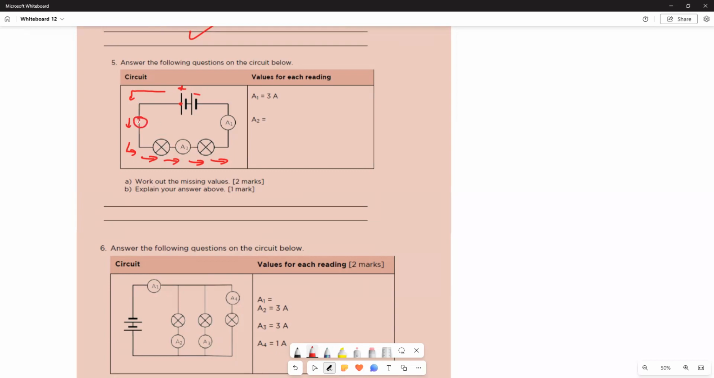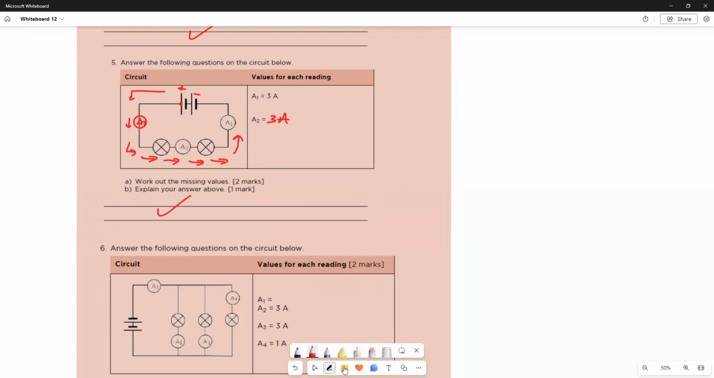So if I were to have A3 here, which is ammeter number 3, the reading for A3 and A2 will be the same because there was no split. And on A1 still, there won't be a difference in the reading on the ammeters. So the reading on each ammeter would be the same because everything is in series here. So they say A1 was 3A, therefore A2 will be 3A, right? Work out the missing values. Then they say explain your answer. We have explained that the current flow is the same throughout the circuit since all the components are connected in series. And that is the reason for this one.